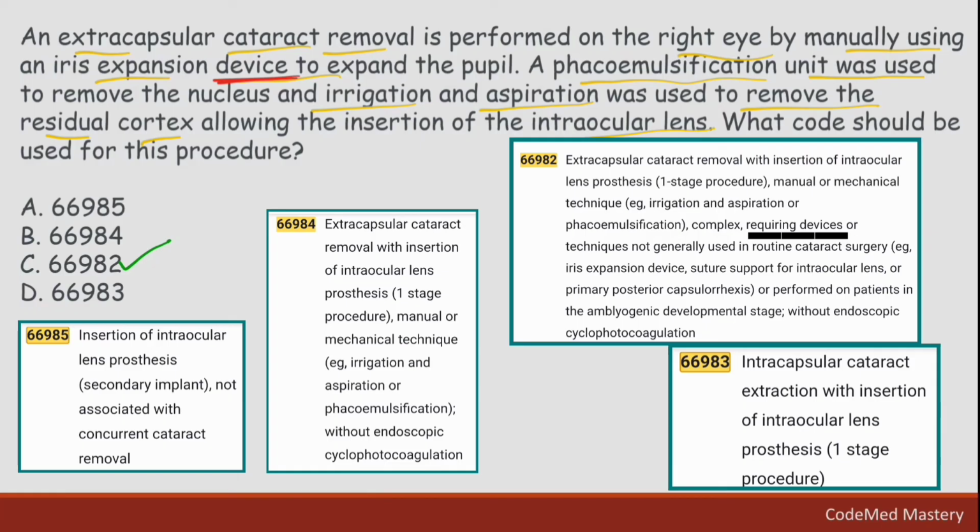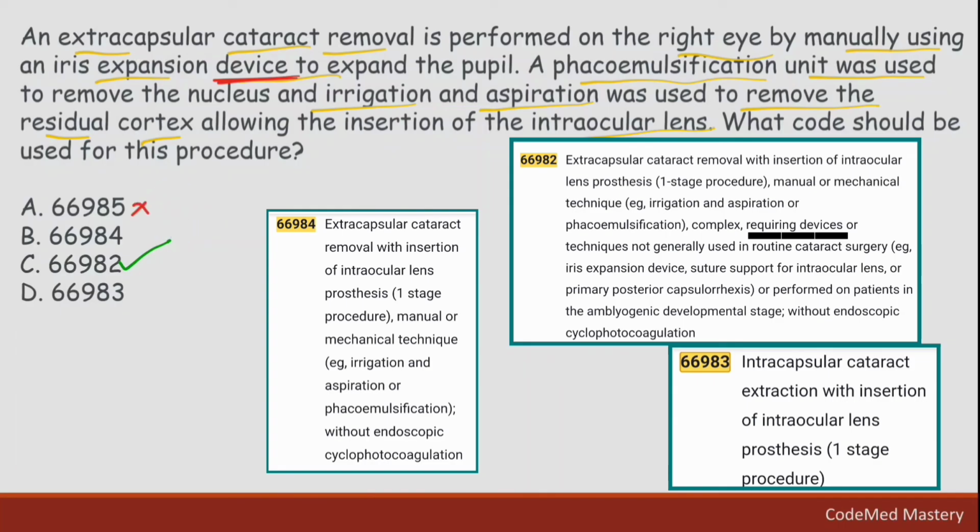66985 because that is for insertion of intraocular lens prosthesis not associated with concurrent cataract removal. But in the scenario there is an extracapsular cataract removal, right? So we have to eliminate option A. And coming to option B 66984, that is for extracapsular cataract removal with insertion of intraocular lens prosthesis, irrigation, aspiration, phacoemulsification, that is correct. But in the code they have not mentioned use of device, right? In the code 66982 there is use of device. In the scenario also they have mentioned iris expansion devices used. So we choose the appropriate code 66982. So eliminate option B 66984.